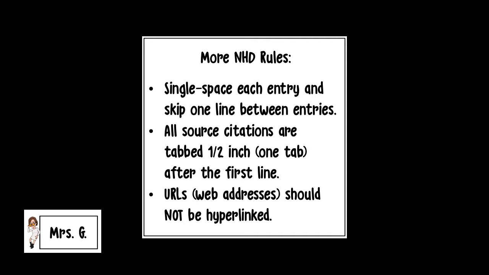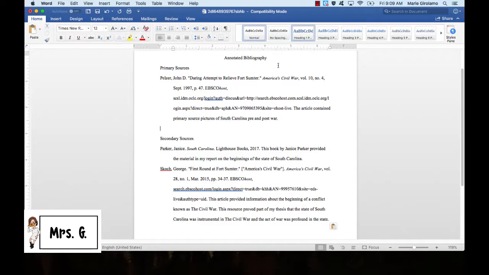Lastly, a few more rules. Single space each entry and skip one line between entries. All source citations are tabbed half-inch after the first line, and web addresses should not be hyperlinked. So let's insert a blank line in between our entries and make sure that our citations are indented one tab after the first line. Noodletools takes care of this, but it doesn't hurt to double check.